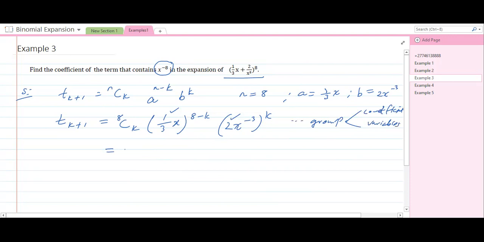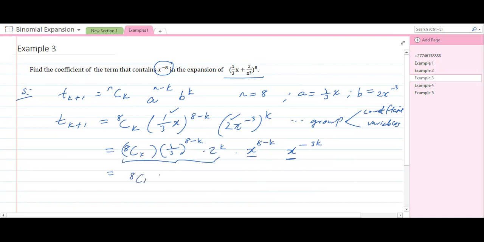So 8 choose k, 1 over 3 to the power 8 minus k, and then 2 to the power k, into the variables, x to the power 8 minus k, x to the power negative 3k. Now, grouping these: the coefficients are already grouped, but the x's are not grouped. Same basis, we add the exponents.